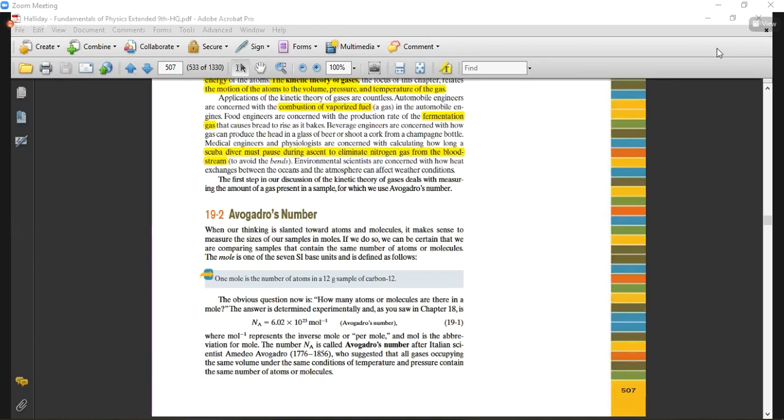Okay, so for the mole, one mole is the number of atoms in 12 grams of sample, or the question is how many atoms are in a mole. I am telling you, one mole is the number of atoms in 12 grams of a sample of carbon atoms. So the question is how many atoms or molecules are in a single mole.